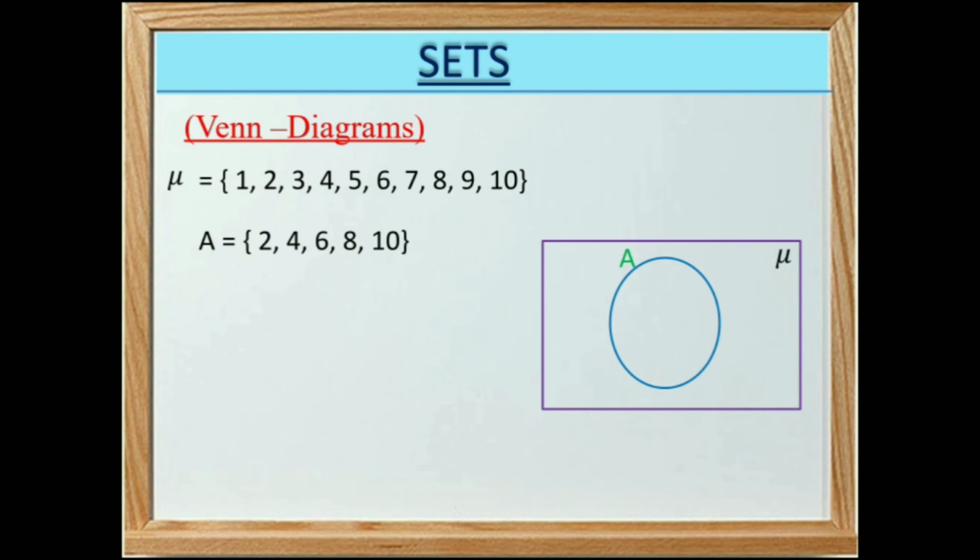That's why we inserted the circle in the rectangular shape. So the elements of A, 2, 4, 6, 8, 10, should be represented in circle A like this. Children, you can observe here. Now the elements of mu we have to represent in the rectangular shape. Already 2, 4, 6, 8, 10 are represented in A, as well as represented in mu like this. So the remaining elements 1, 3, 5, 7, 9 should be represented in the remaining area of mu. Okay, children, like this we can represent the Venn diagrams.